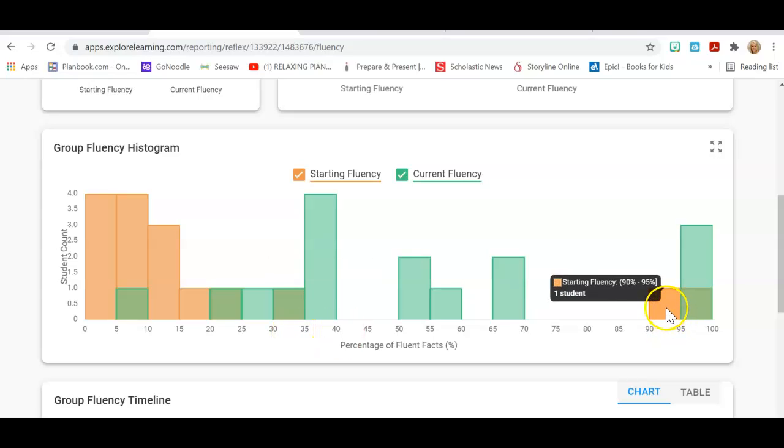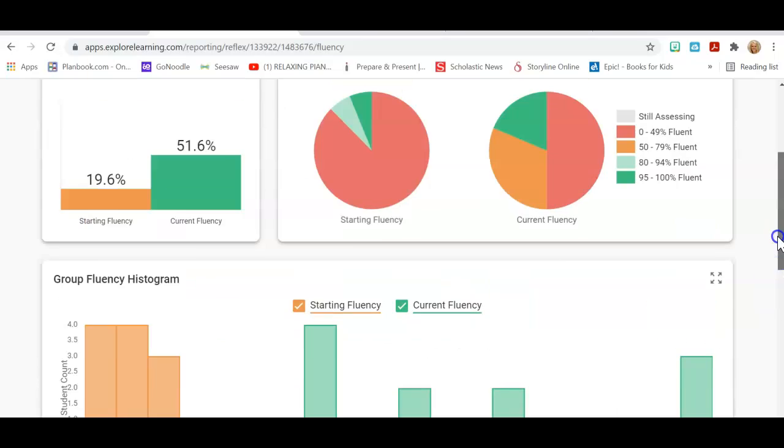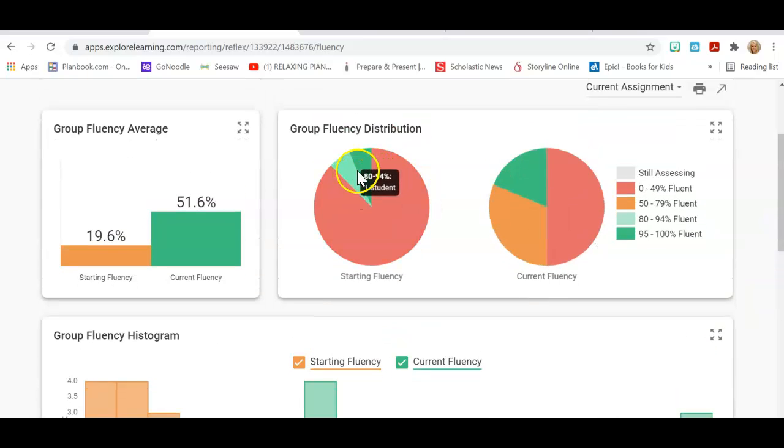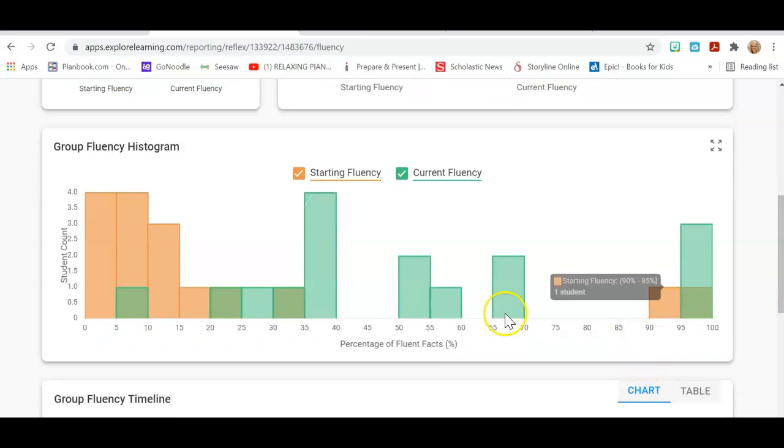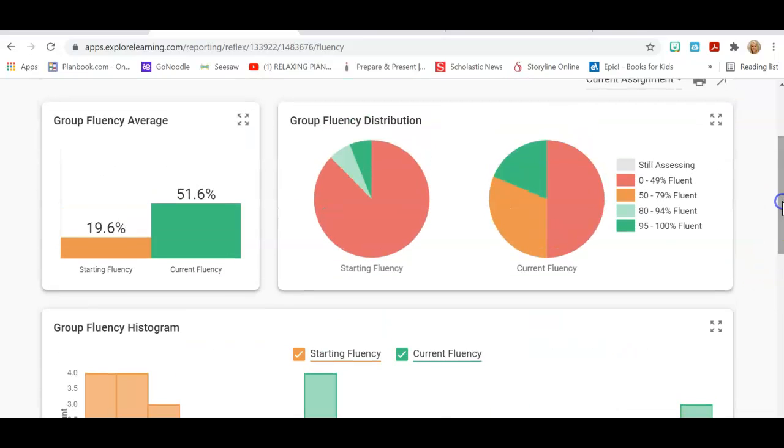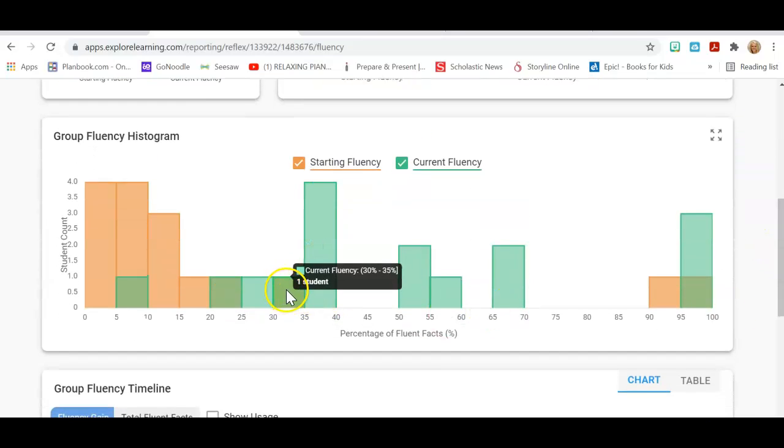I did have one student at that starting percent of, actually I had two, one at the 90 to 95 and one at the 95 to 100, like you saw up here in this graph. But then down here, it breaks it down even more so that you can see the students that were in the red here, kind of where they were spread out.